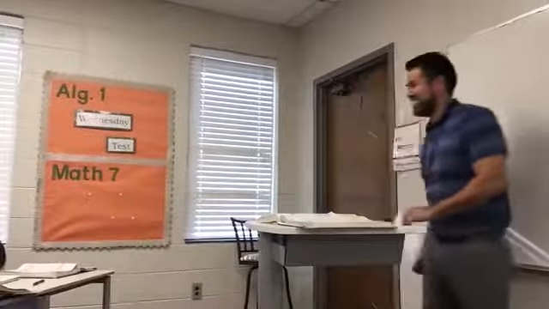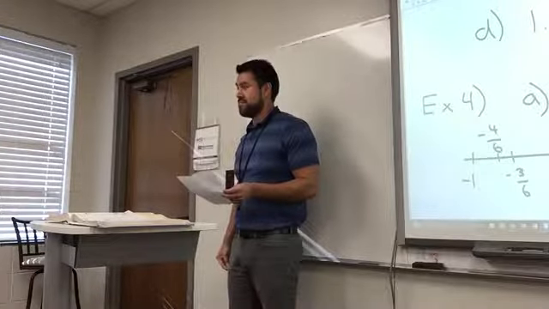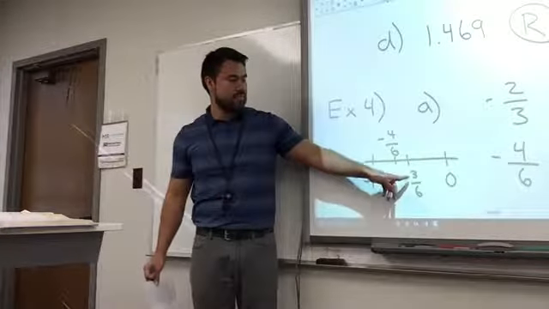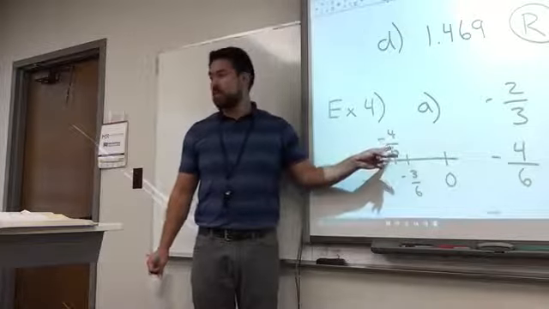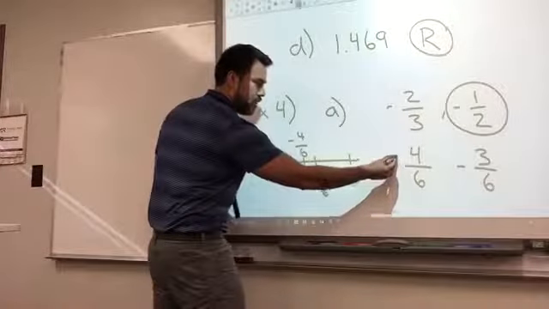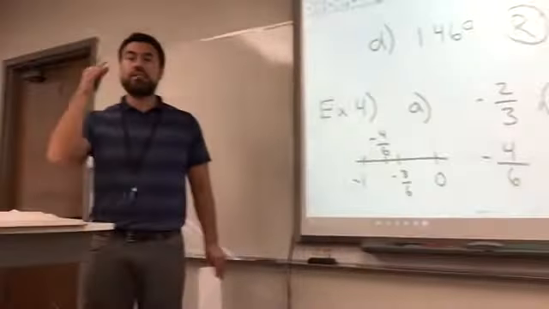Go ahead. What about if they weren't negative? Wouldn't 3/6 still be bigger? Oh, this is if they weren't negative. 4/6 would be bigger. Yeah, 2/3 would be bigger, because 2/3 would be over here, and 1/2 would be right here. Okay. So you have to think of it with the negative signs.